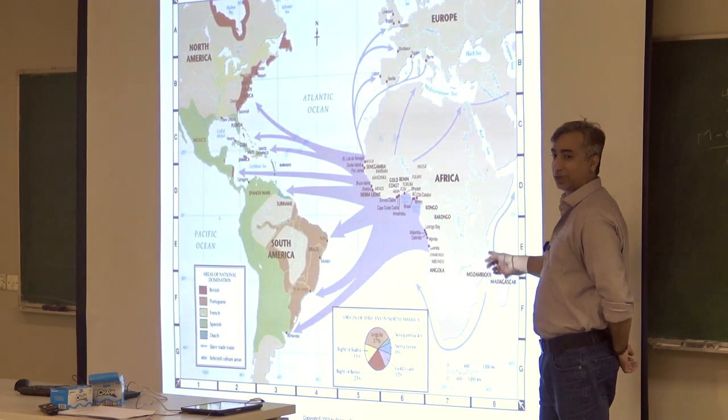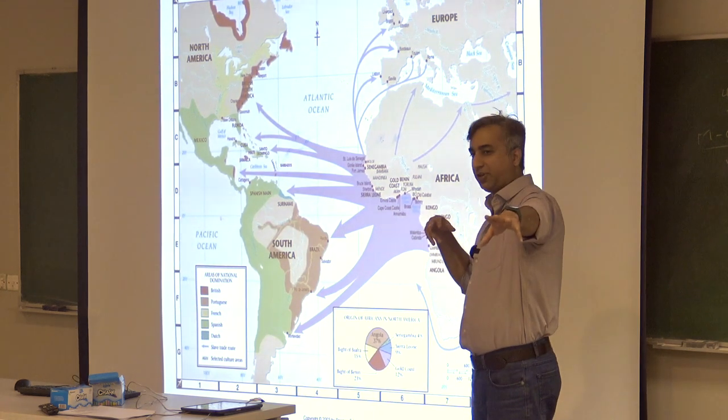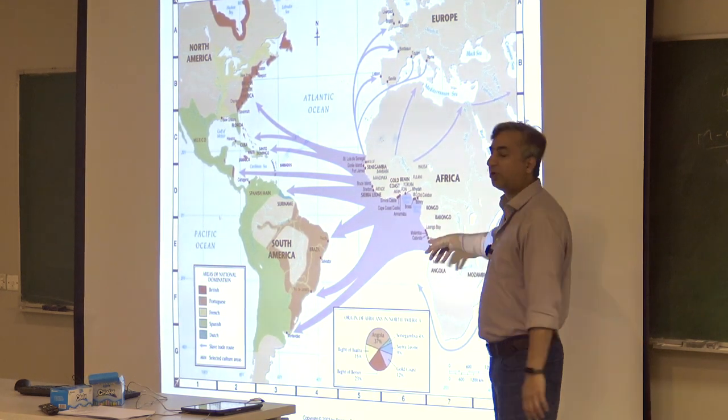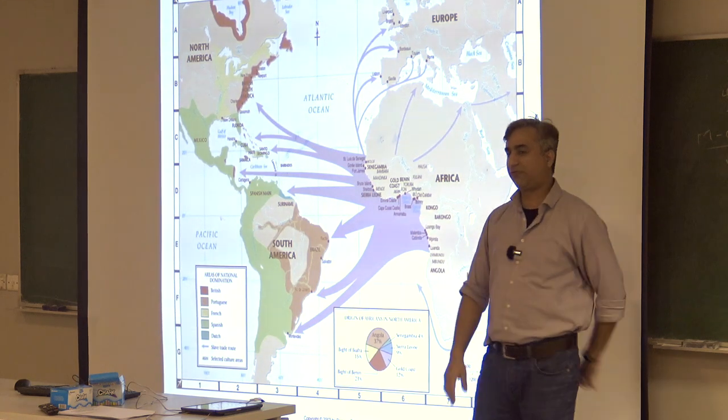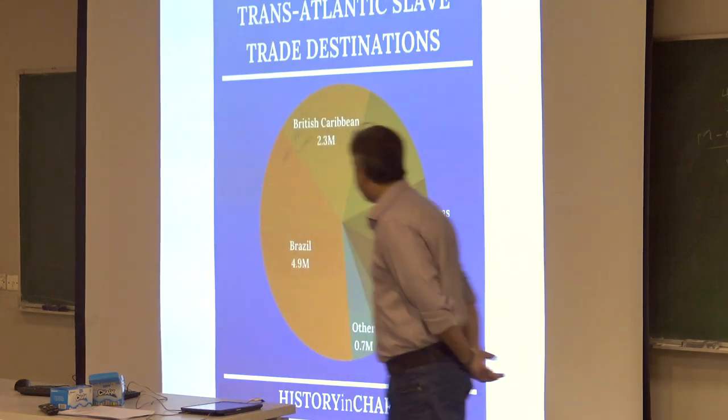The Arab Muslims were in charge of this slave trade. And that has a longer history than this history, but this has a shorter but very, very intense history. Question? Okay, aage chale. So where did they go?